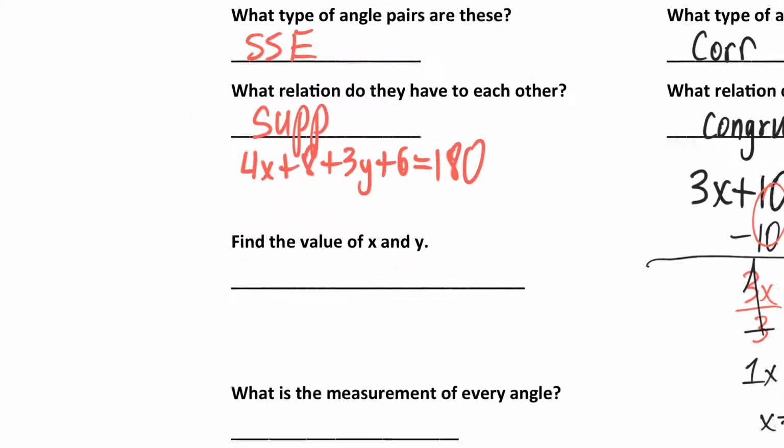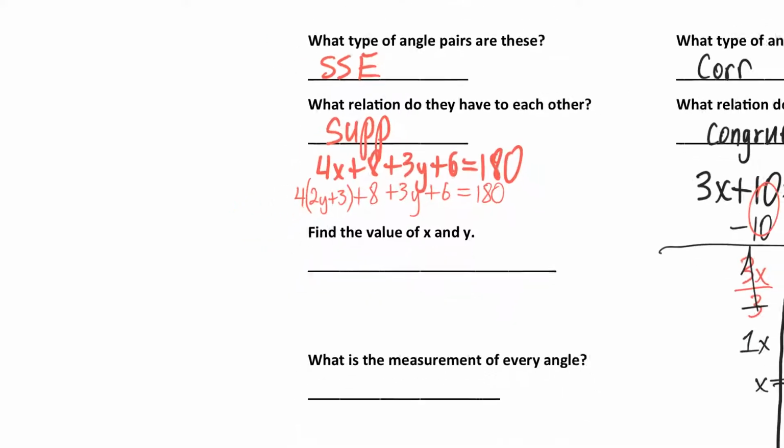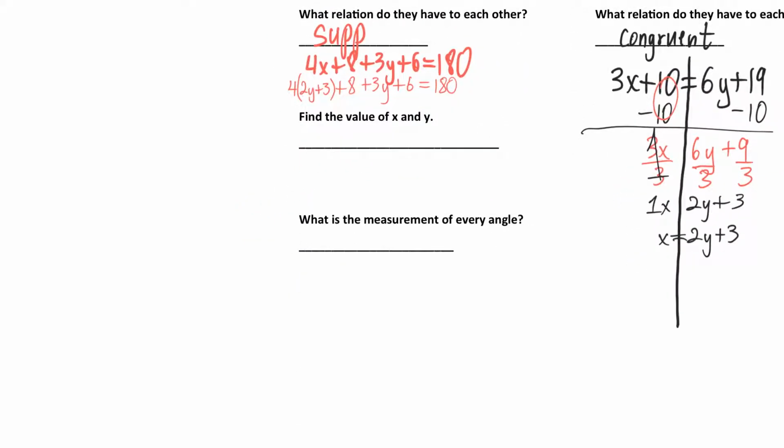All right, so let me go back up here. So I'm going to have a 4, and in place of that x, what did I say it was? 2y plus 3, plus 8, there's no x there, plus 3y, there's no x there, plus 6, no x there, plus 180, no x there. So there was only one x. Now I'm out of room right there, so what I'm going to do is take the rest of this work and put it right down here.